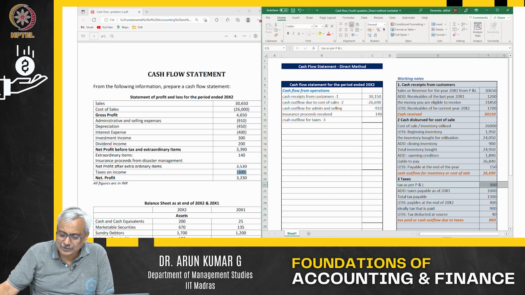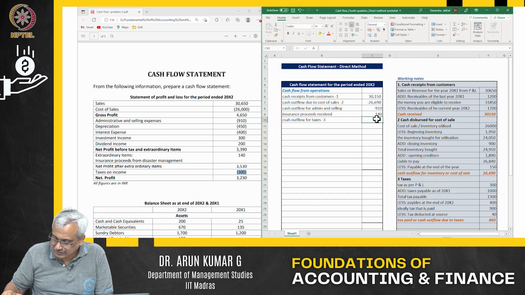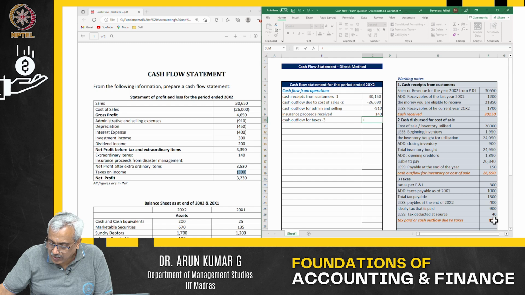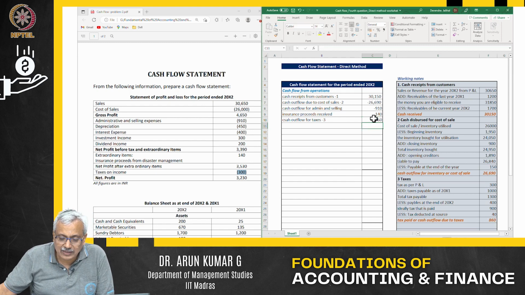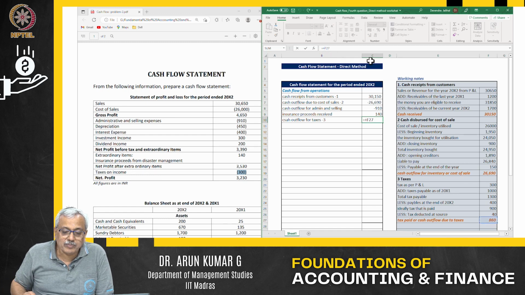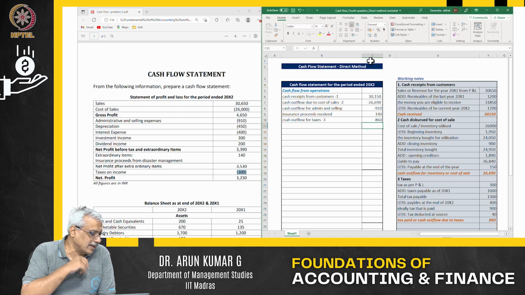So what is the amount? Cash paid, cash outflow due to taxes. The cash outflow due to taxes in this particular case is this amount out there. That is the money that you have paid. So in this particular case, it is 860. I have to have a negative figure out there. So it is minus out here, a cash outflow in this particular case.